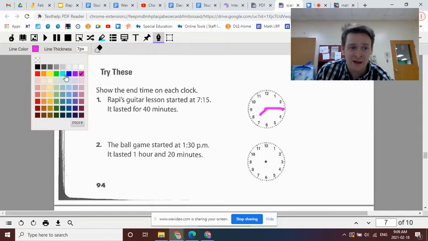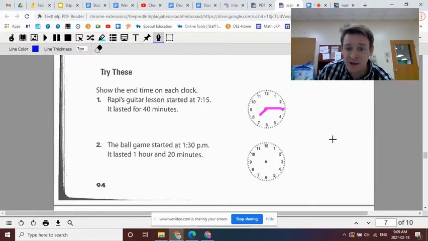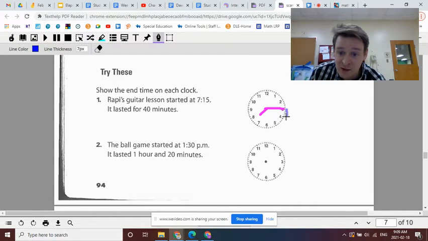And our end time is going to be after 40 minutes. So I don't need to add an hour to my clock. I'm just going to make jumps of 5 until I've moved my minute hand 40 minutes. So there's 5, 10, 15, 20, 25, 30, 35, 40.